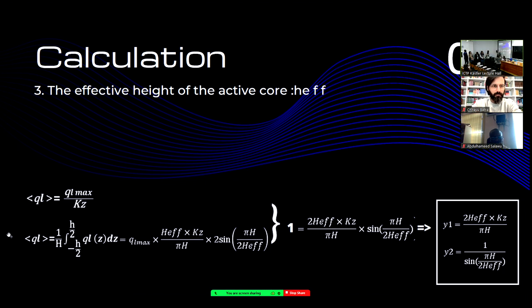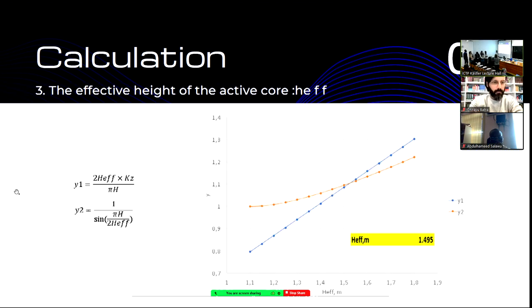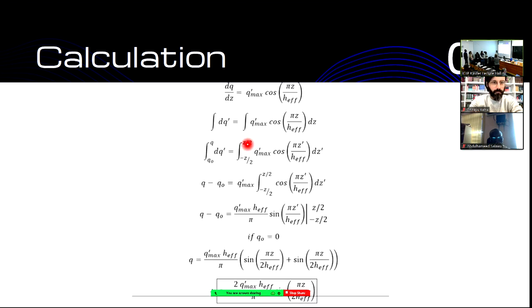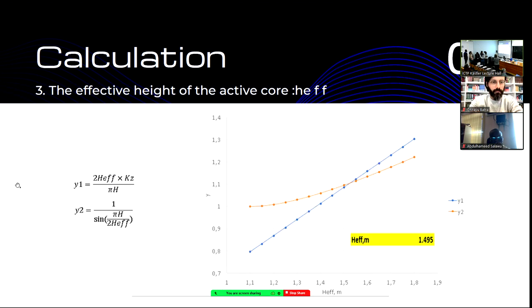And then at first, we need to find H effective of the core. And then we have the average linear power formula like this. And also, we have this formula. By obtaining this integration, we can obtain this final equation for average linear power. By equating these two, we can obtain this one equation. And then we can split this equation into two by making this kind of graph. In this slide, I'm just showing what we have to do for the integration. By using these two functions, we can obtain these two curves. And the matching point is H effective. This is the effective height of the core for LFR.